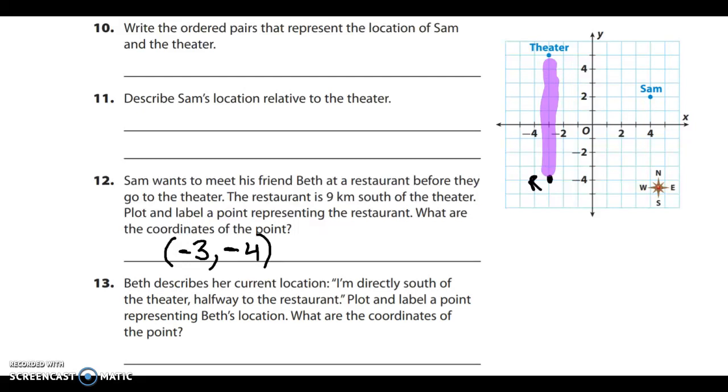So let's go back up to the theater and the restaurant and figure out how many points apart they are. They are 1, 2, 3, 4, 5, 6, 7, 8, 9 points away. So what's half of 9? Well, if you take 9 and divide it by 2, you get 4.5. So how do we figure out where she is? Instead of counting up to 9, I'm going to count to 4.5. 1, 2, 3, 4.5. She's right here. That's where Beth is. I'm going to put a B for Beth.